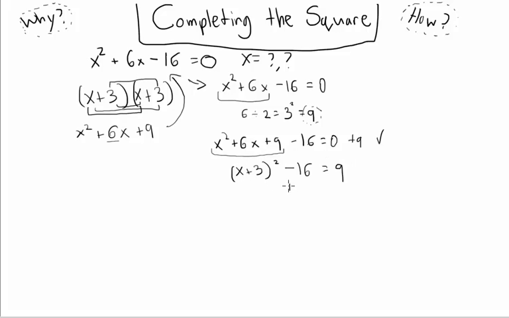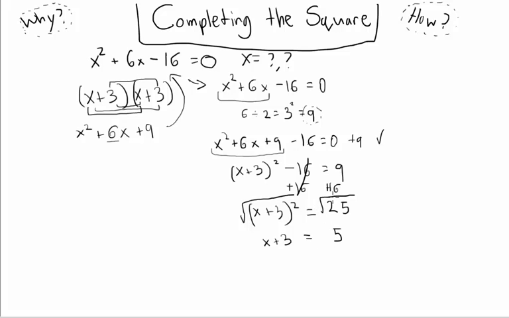What do we do? Get rid of the 16. We're going to add 16. You get x plus 3 squared equals 16 plus 9 is 25. Right? How do we solve this here? We want to do the opposite of squaring, which is square rooting, right? And again, both sides get it. So what do you get here? X plus 3 equals 5. And what are we forgetting here?